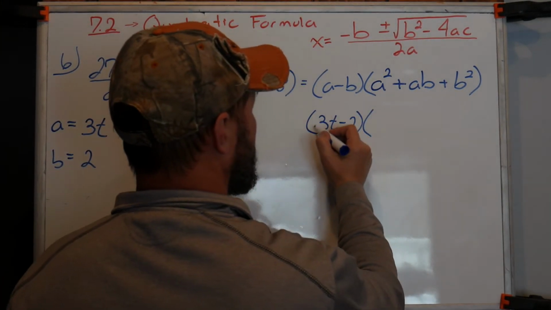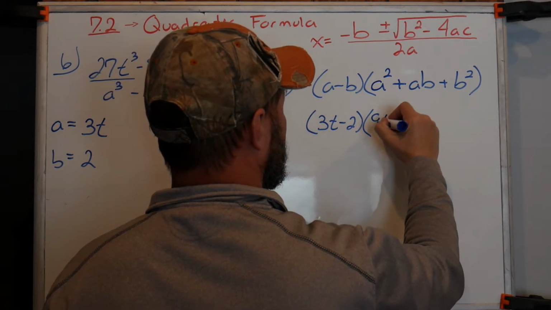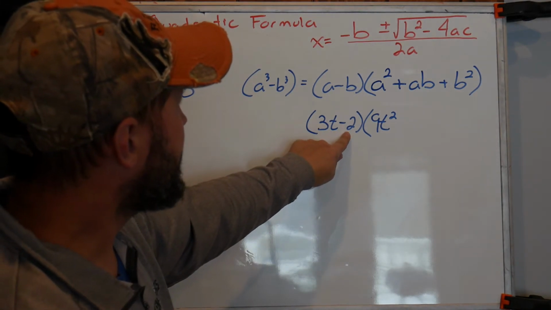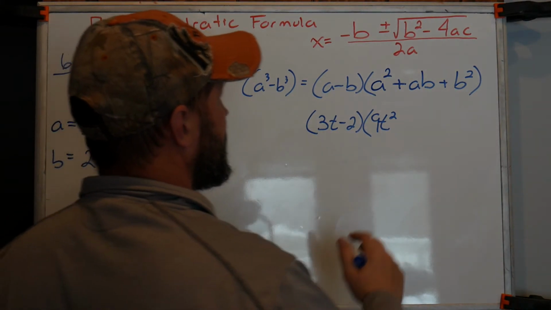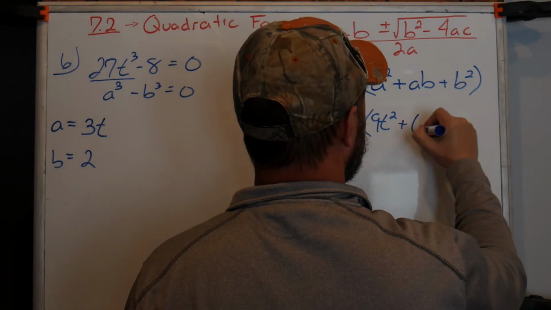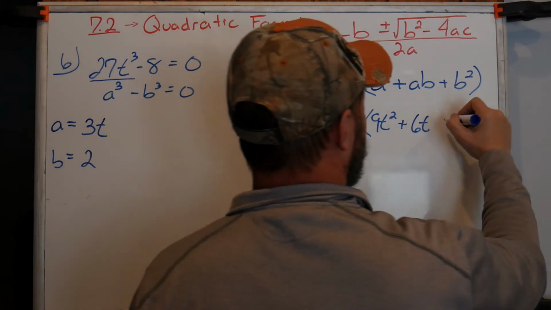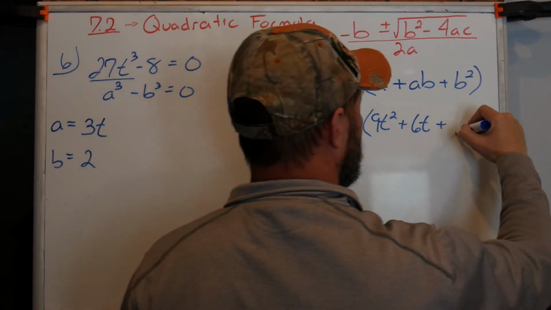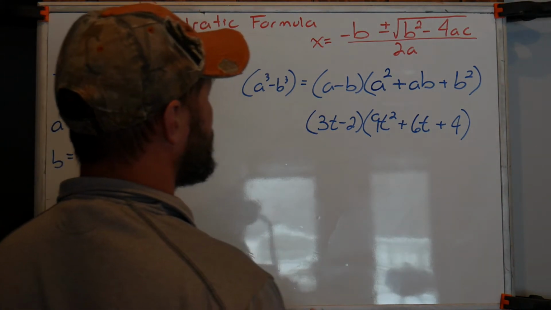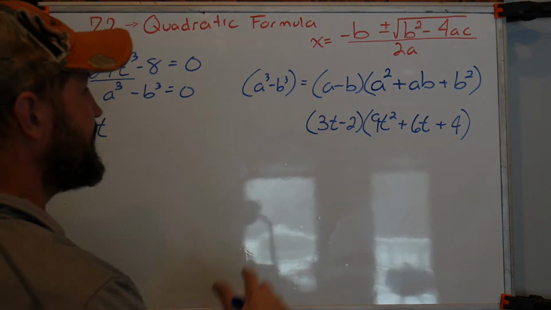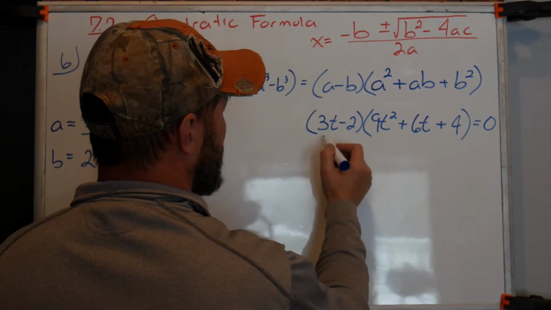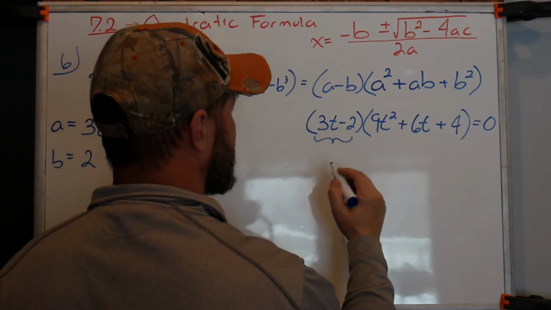Then I just square my total a, 9t squared. Now I multiply the two together. So my a and my b, it's 3t times 2 is 6t. Then I square my b, which is 4. And I have this piece. So now, basically what I have to do here is I need to set that whole piece equal to 0. So I need to solve this one separately.